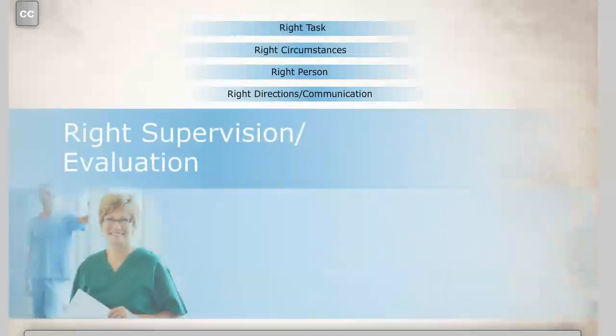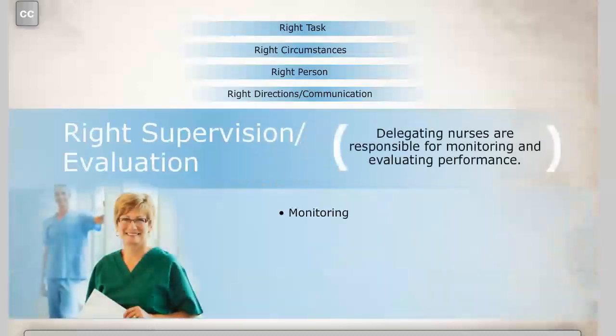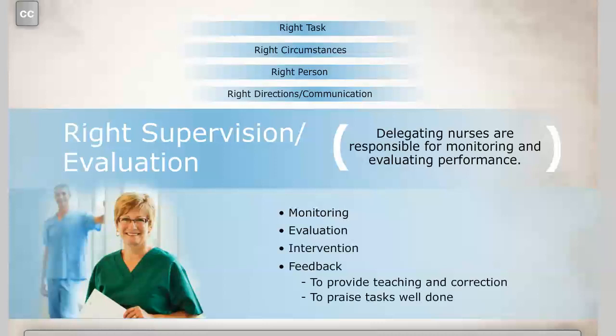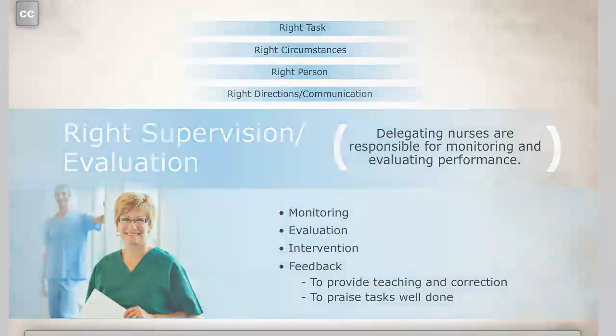Right supervision means that delegating nurses must monitor and evaluate the performance of specific nursing activities or assign supervision to another licensed nurse. To supervise directly, the nurse might monitor the UAP's performance, obtain and provide feedback, intervene if necessary, and ensure proper documentation. The delegator may also supervise the delegation process indirectly by evaluating the client after the activity has been performed. There are some common delegation errors.